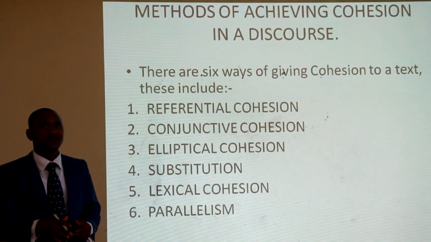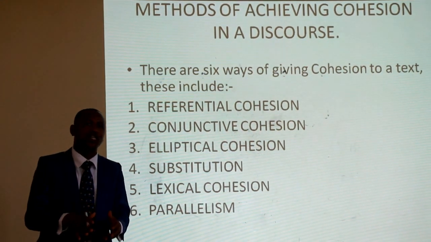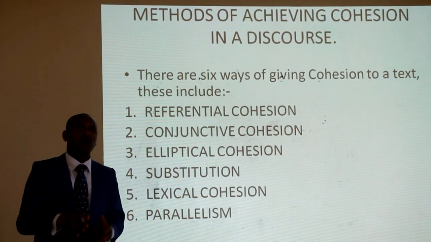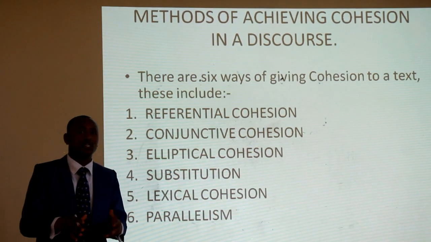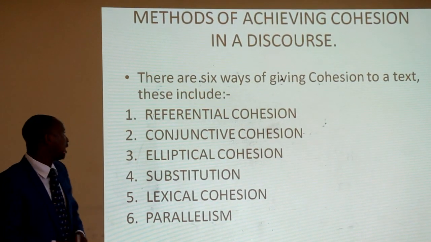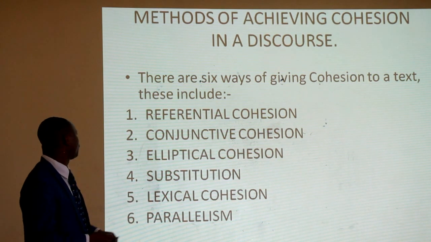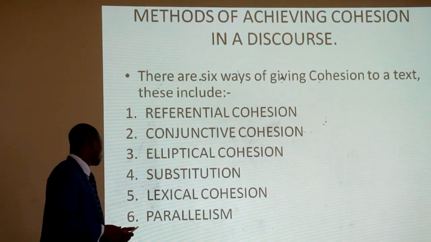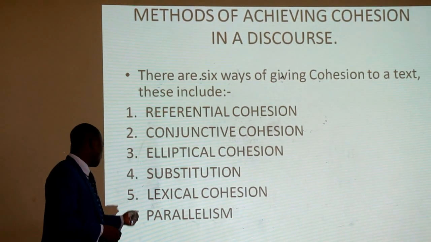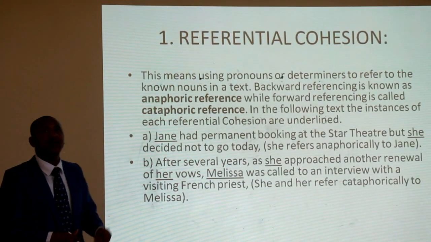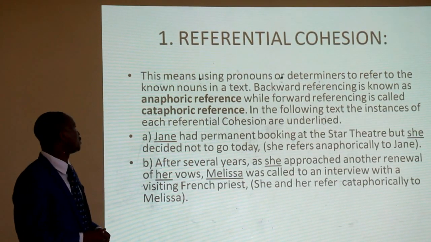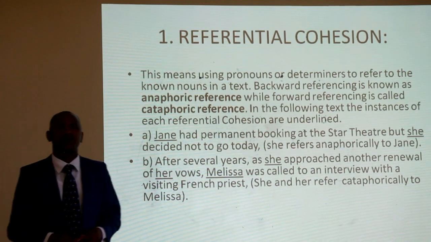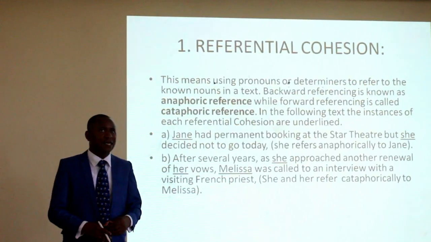There are methods that can be used to achieve cohesion in a discourse. Let us see. I'll talk about 6 ways of giving cohesion to a text. These are referential cohesion, conjunctive cohesion, elliptical cohesion, substitution, lexical cohesion, and parallelism. Follow me all the way as we go through these ways of achieving cohesion. The first one is referential cohesion. What is referential cohesion?